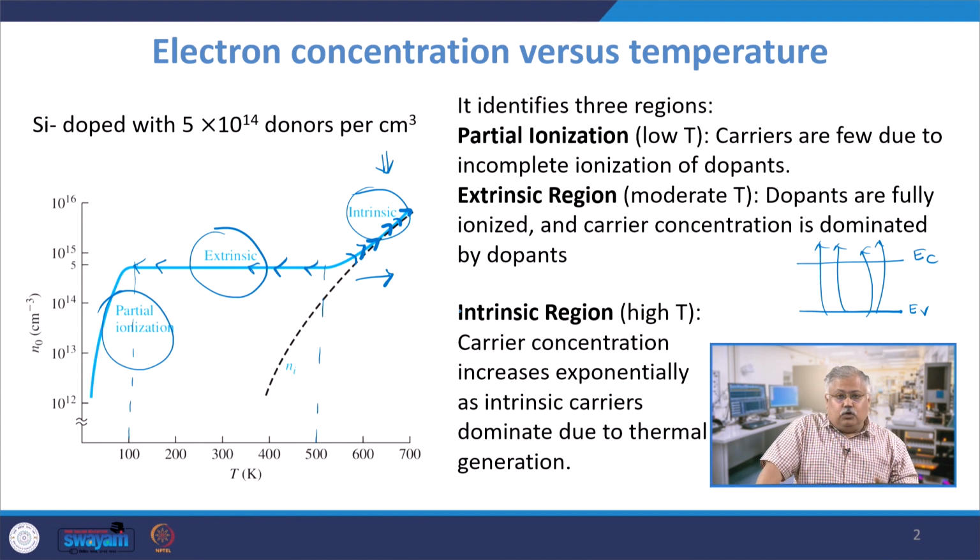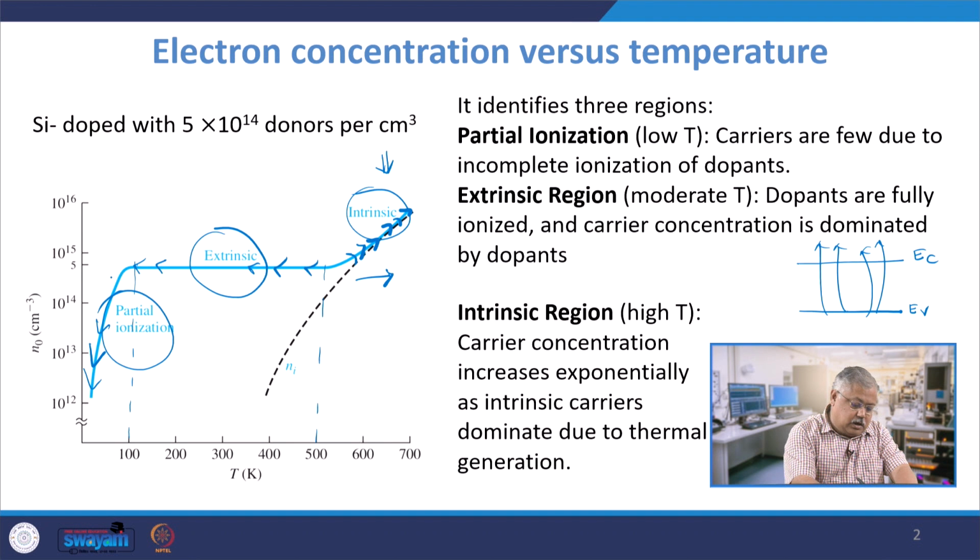Then as you lower the temperature below 100 Kelvin, you have incomplete ionization of the dopant species. The last problem in my previous lecture will make you understand this point: at 200 Kelvin, I went up to 90% ionization, and therefore as I reduce my temperature, the ionization reduces and the number of carriers reduces, and there is almost an exponential drop with respect to temperature. So we have three regions: partial ionization, extrinsic and intrinsic.